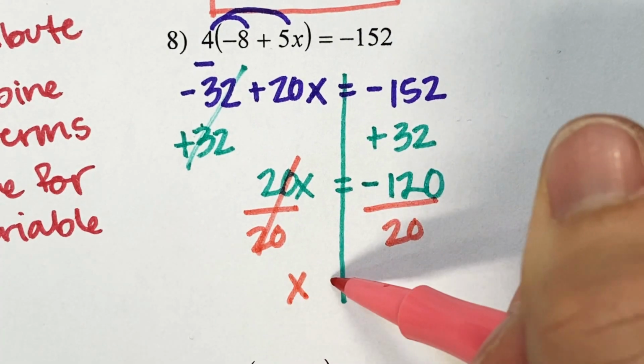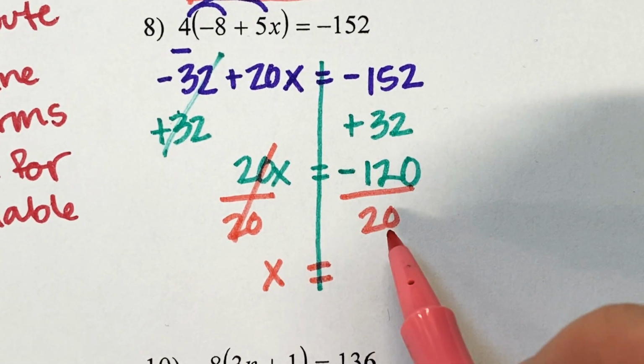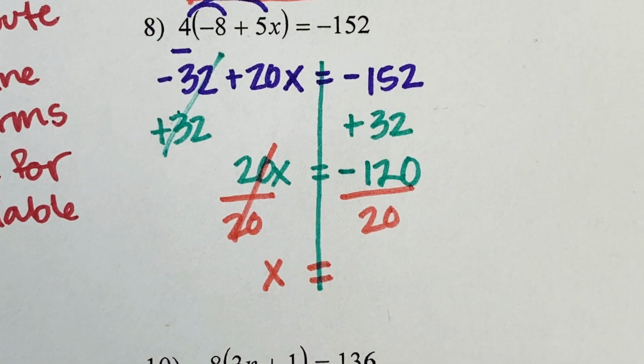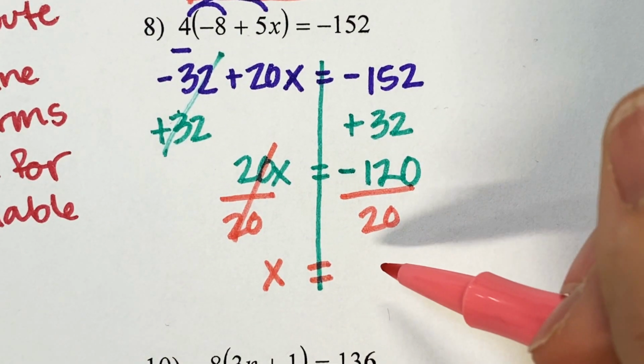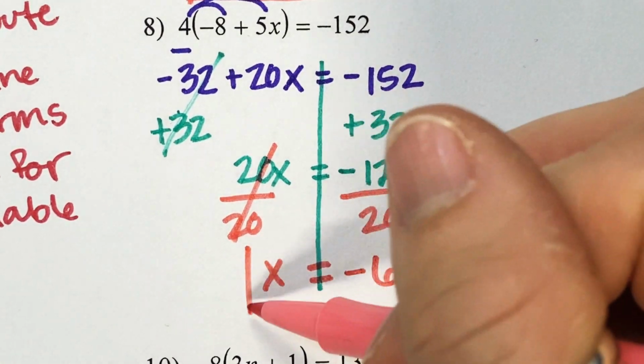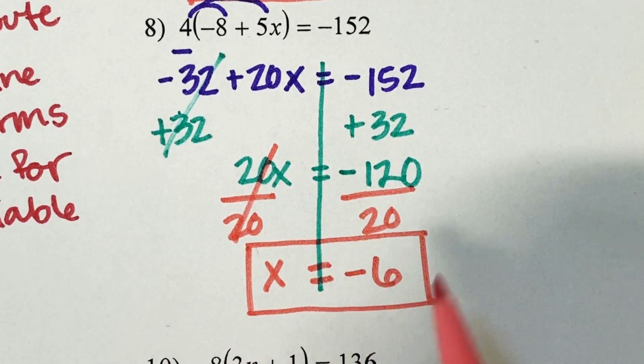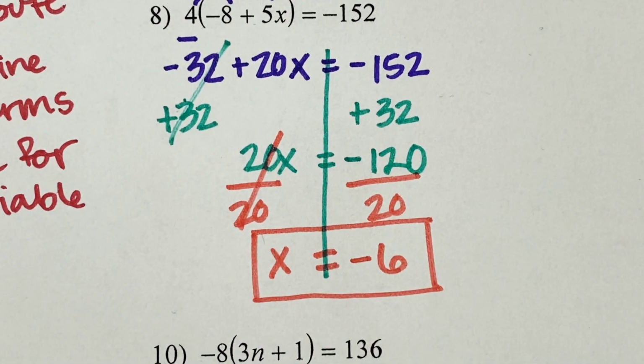Okay, our x is all by itself equals negative 120 divided by positive 20. Okay, so negative 120 divided by positive 20 is going to give you what? Negative 6. Our variable is all by itself, so we know that our answer is negative 6.